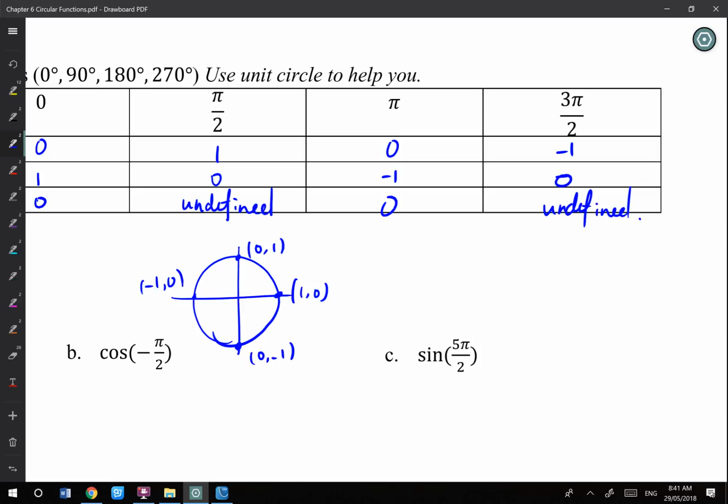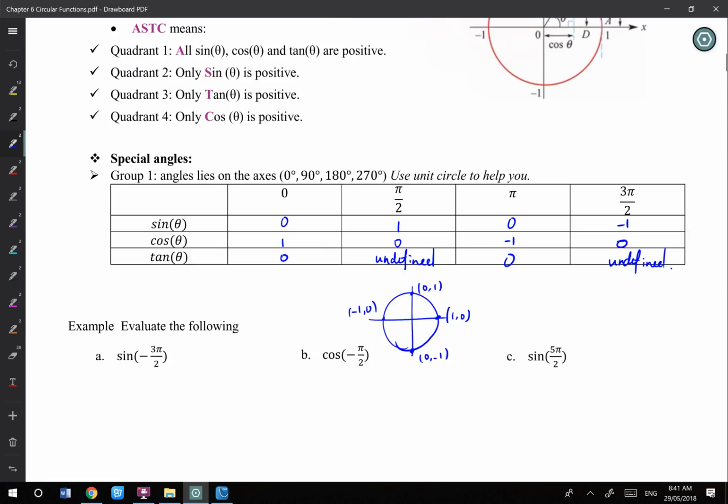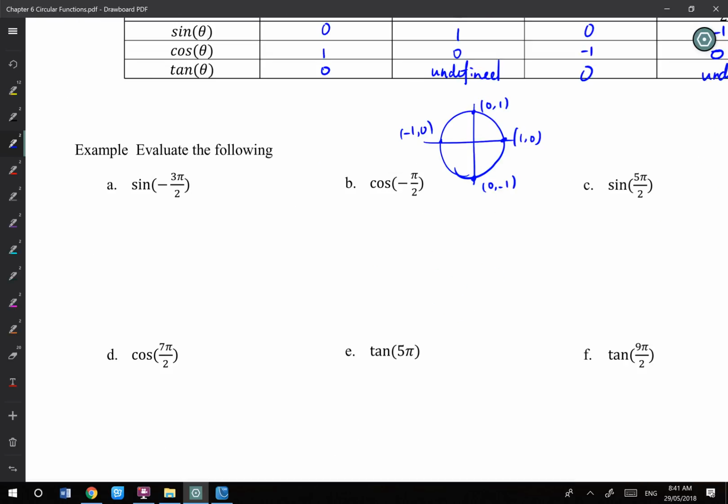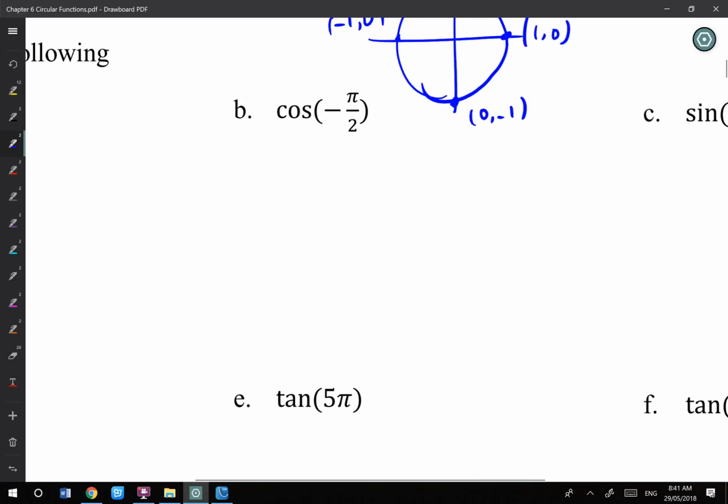explaining why we have the CAST thing. Do we understand that? That's alright. So, evaluate the following. I'm not going to evaluate all of it for you. I'll just evaluate one, say B, cosine of negative pi over 2.